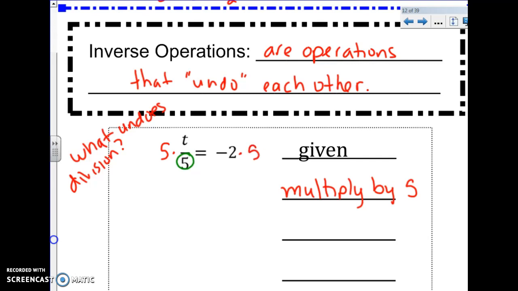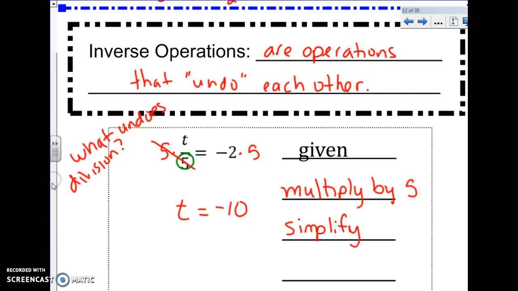All right, what happens on the left side of the equation is that my 5's cancel each other out because anything divided by itself is 1. And I'm left with t equals whatever -2 times 5 is, which is -10. So I just simplified.